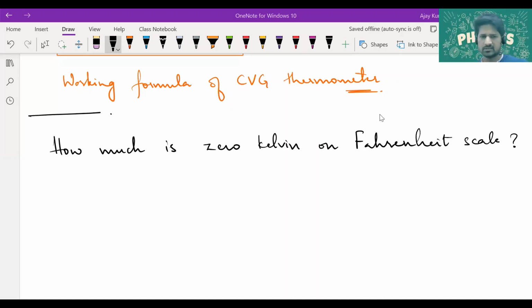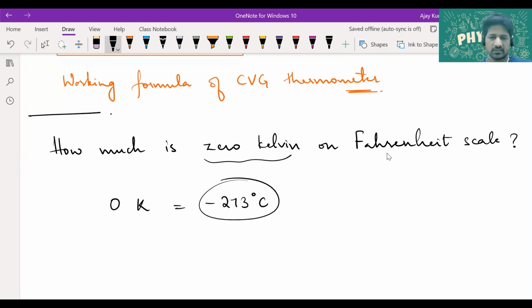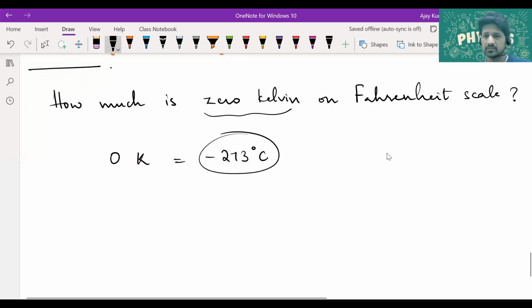Okay, I got three answers around minus 459 degree Fahrenheit. See, when you express temperatures in Fahrenheit or Celsius, you have to say degree Celsius, degree Fahrenheit. In Kelvin, you don't have to use that. You directly say Kelvin. Now 0 Kelvin basically is minus 273 degree Celsius. So on the Celsius scale, the temperature is minus 273.